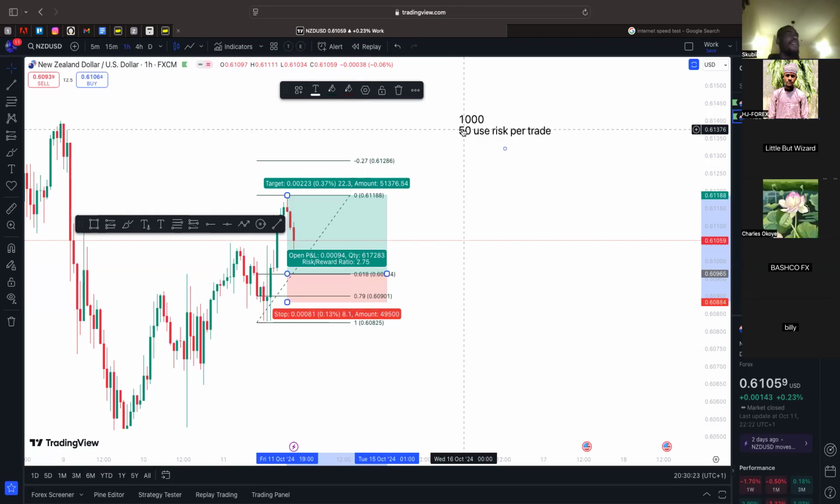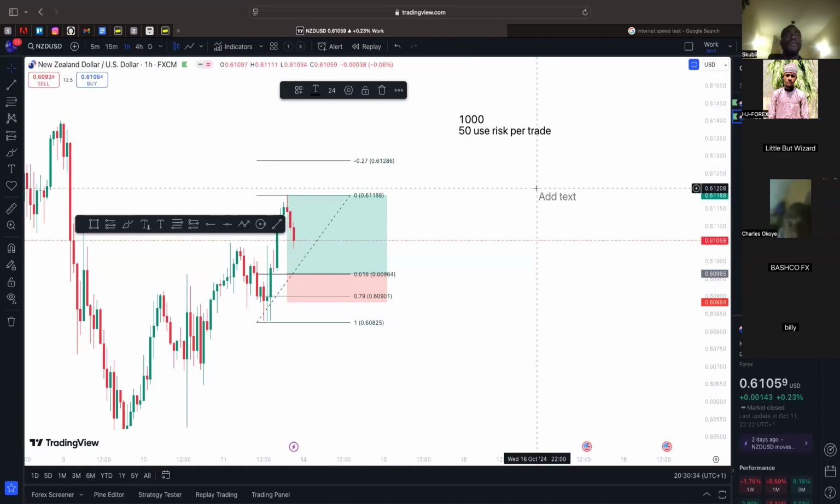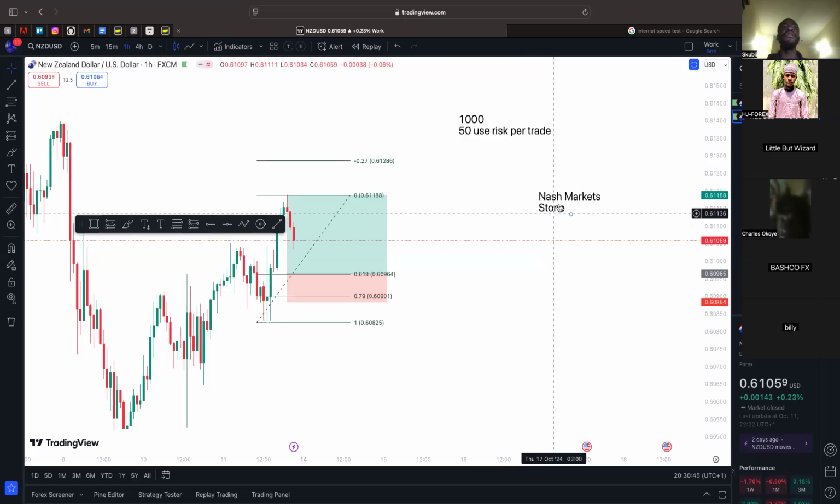So I know most of you have heard what risk calculators are, and we have a lot of them out there. But personally, the one I recommend is either Nash Markets or Stino. Stino is paid. I think currently it should be around 14 or $20 a year. And then Nash Markets is free. So we're going to look at both apps, how to use them and how they help us know what to do.